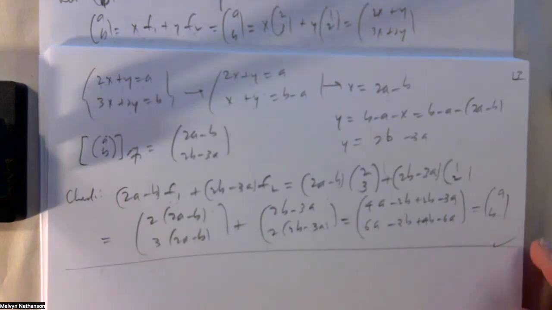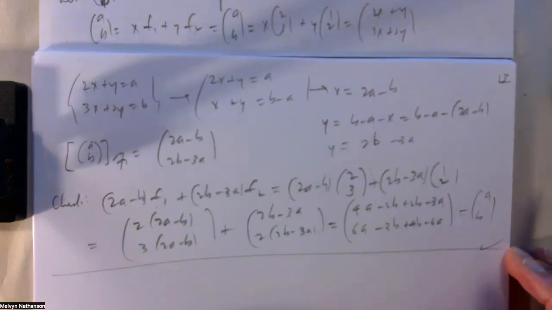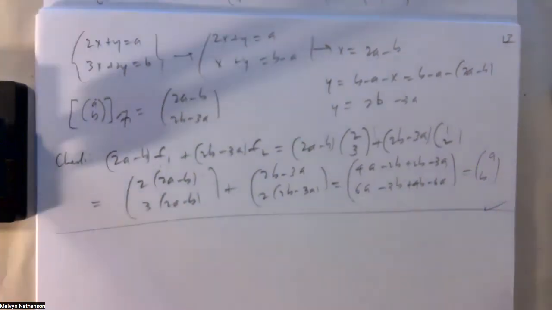So it's very important to understand, if you have a basis for a vector space, how to calculate the coordinate vector of a vector with respect to that basis. Okay, now let's go back to linear transformations.